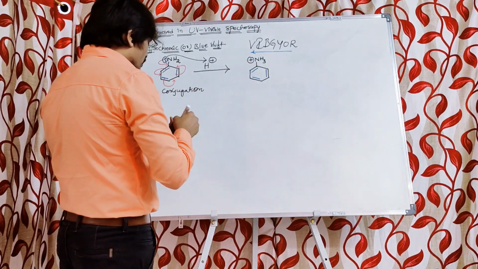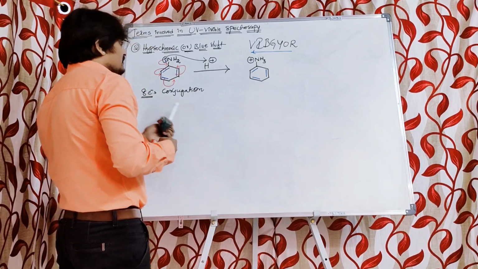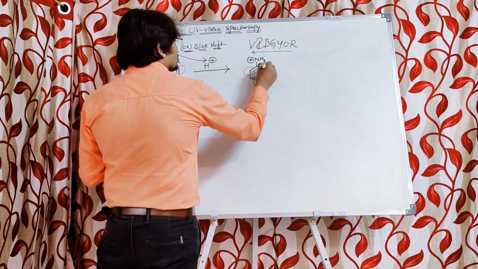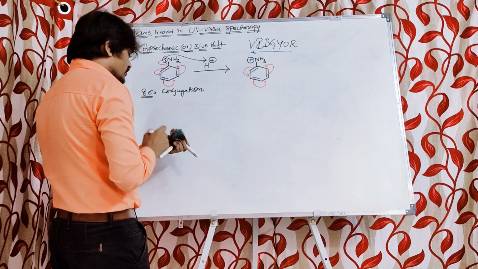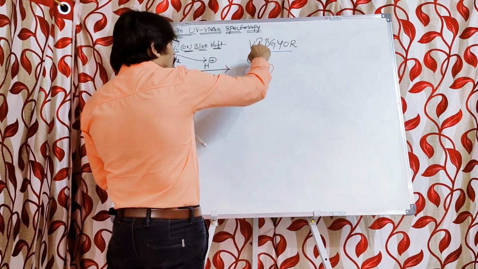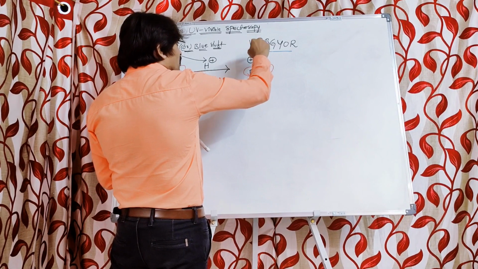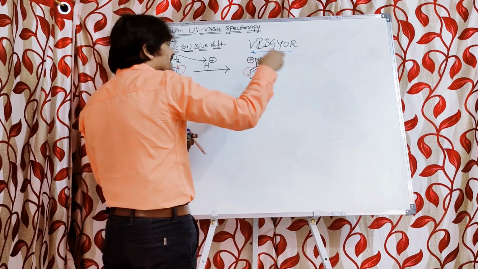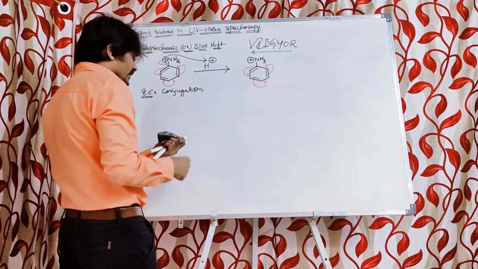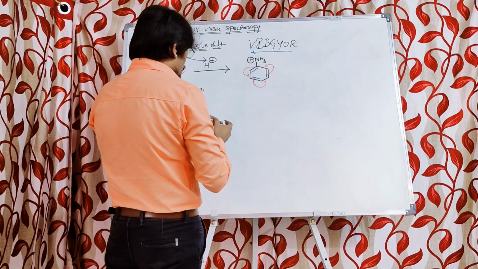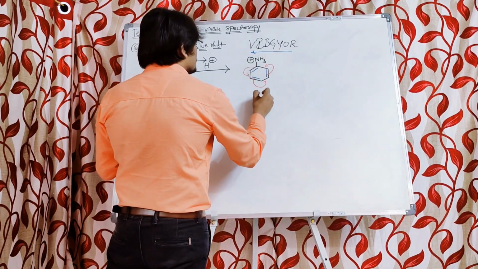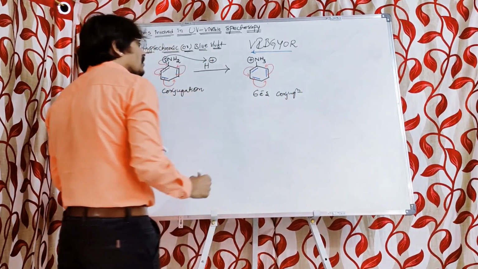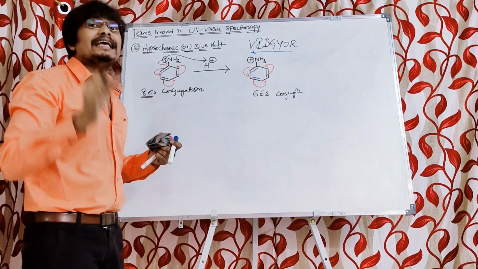Now, how many electrons are involved in the conjugation, students? Only 6 electrons are involved in conjugation. Because now there are no non-bonding pair of electrons on the nitrogen, because the nitrogen is grabbing the H plus ion towards itself whenever it is dissolved in the acid. So only 6 electrons are involved in conjugation, and now the conjugation has been reduced.